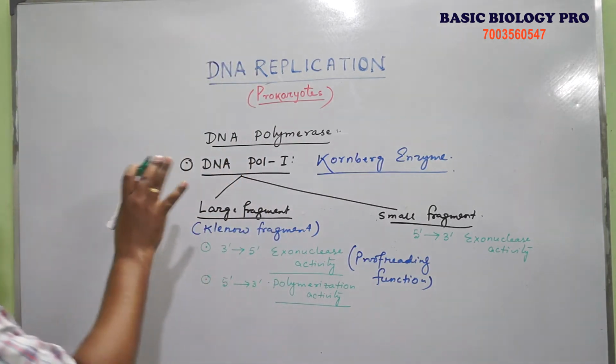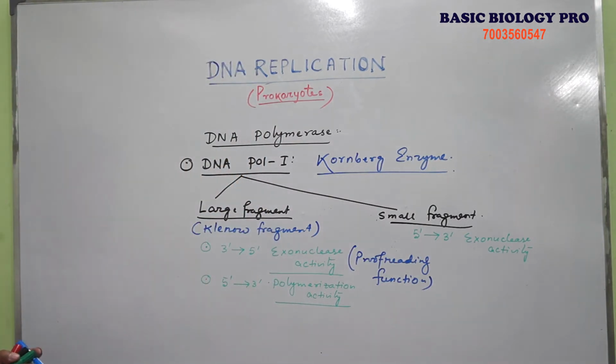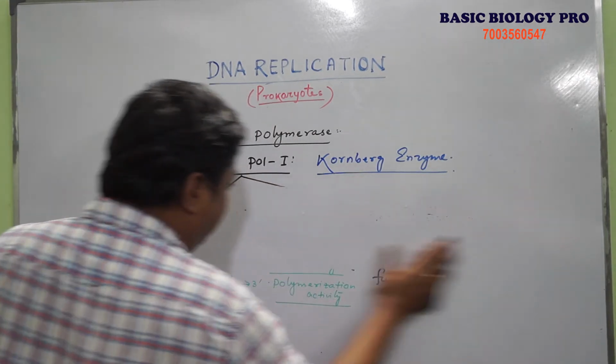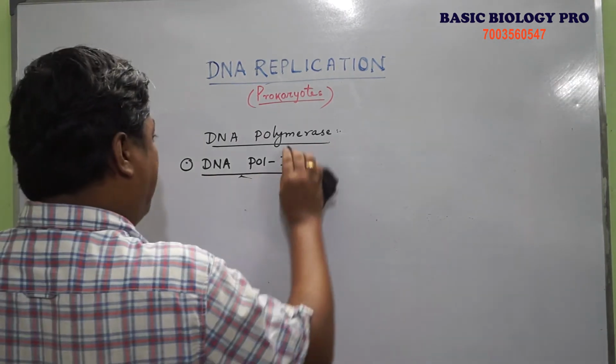Now this is what is called the function of DNA polymerase 1. Now we come to the second enzyme, which is known as DNA pol 2.